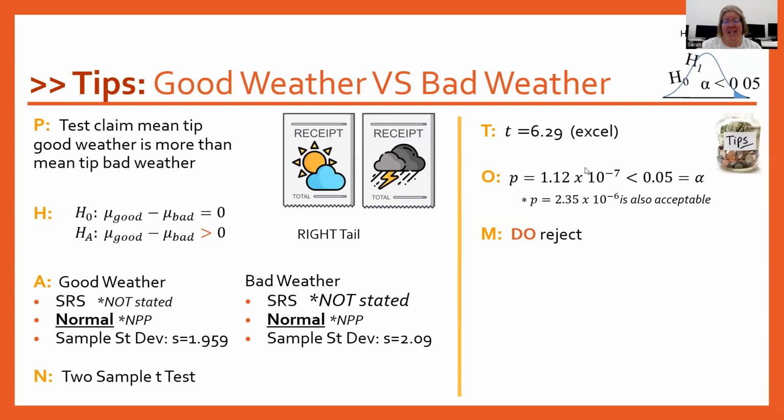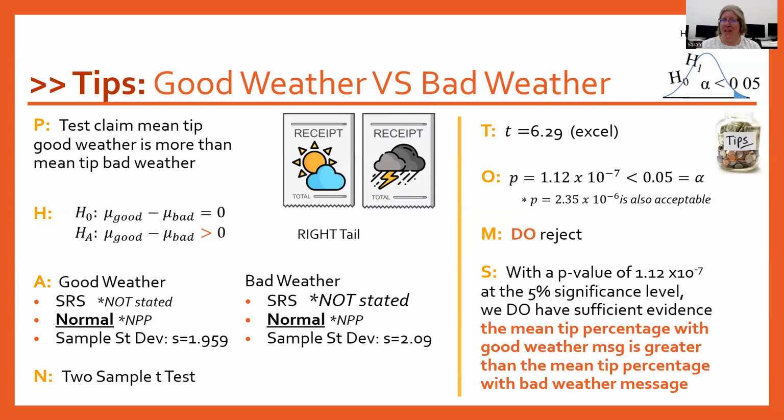Both of those, though, that 10 to the negative whatever number that's there means 0.0000. So really, really small. Definitely less than our 5% alpha. So we do reject our null hypothesis. So you want to fill in do reject in your notes. And then the conclusion statement you need to fill in as well.